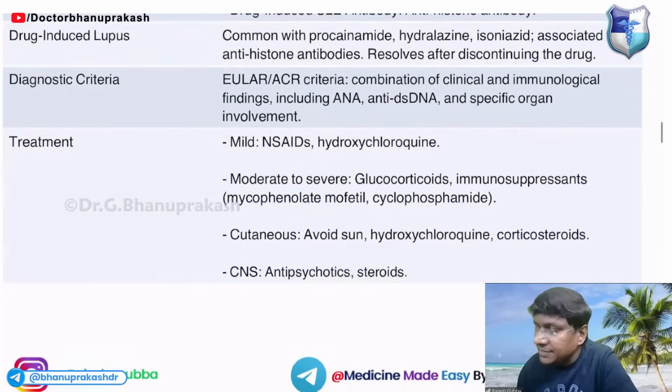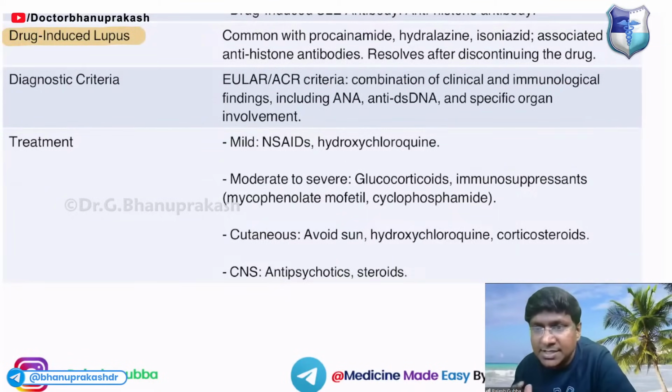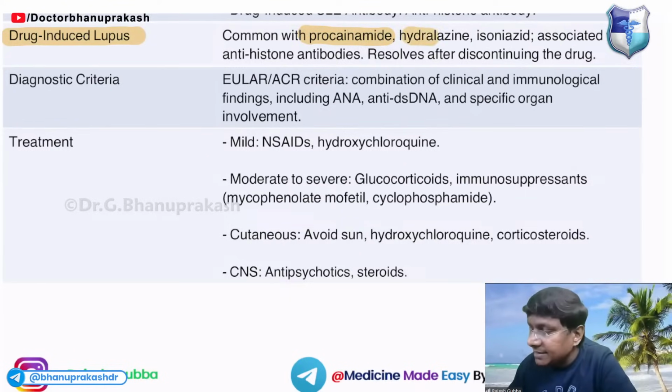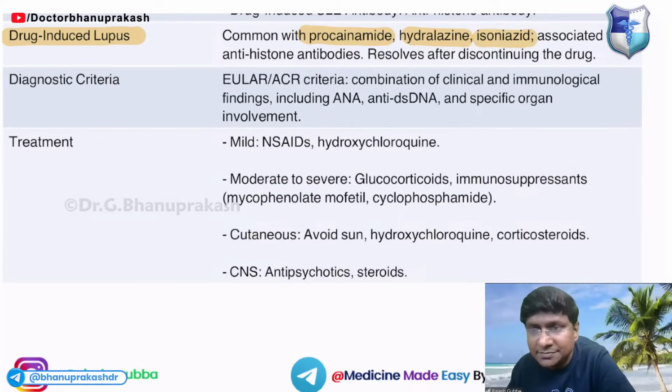Immunological markers, already I have discussed, I am not repeating here. But a very important thing I want to tell you is about drug-induced lupus. What is the most common drug? The most common drug will be procainamide, which is a class 1 anti-arrhythmic drug. What are the other drugs that cause drug-induced lupus? Hydralazine, which is an antihypertensive, an arteriolar vasodilator. Isoniazid, which is an anti-tubercular drug. And this drug-induced lupus will resolve by stopping the drug.